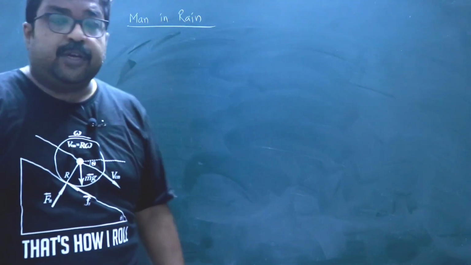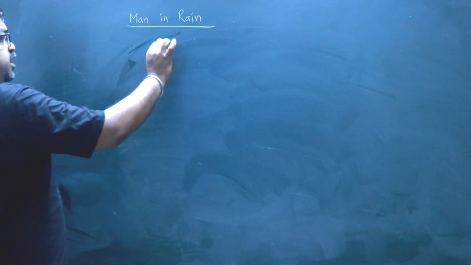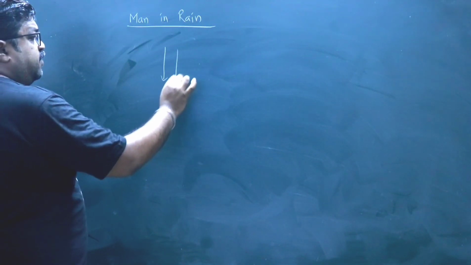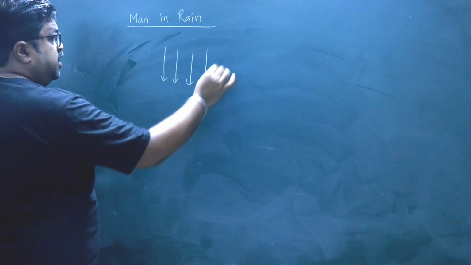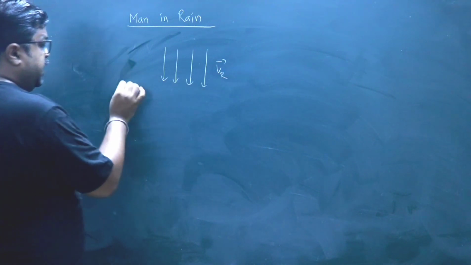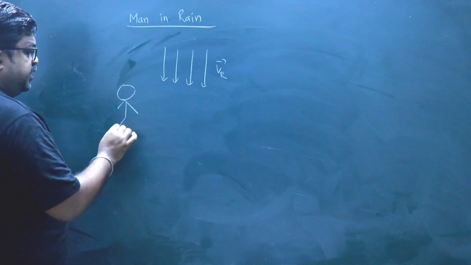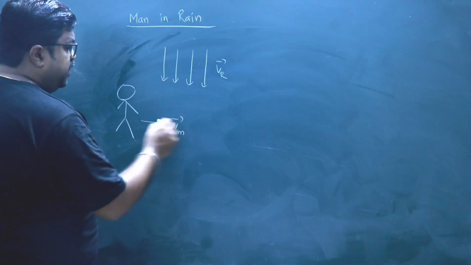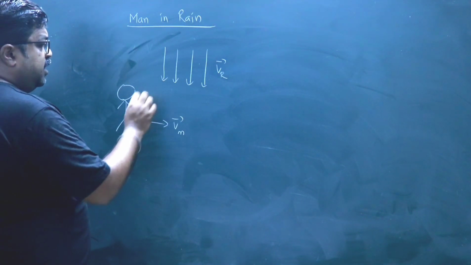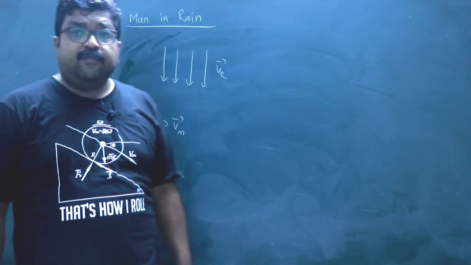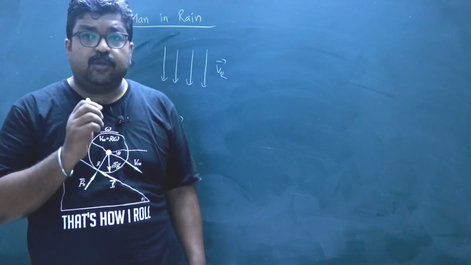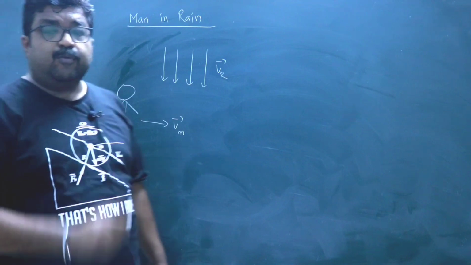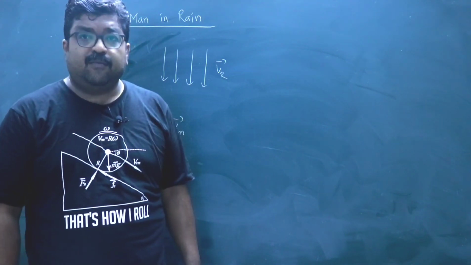Man in rain. Okay, now suppose rain is falling in a vertically downward direction. This is the velocity of rain, and a man is walking in this direction with velocity Vm, and he is having an umbrella, and we have to find at what angle he should hold the umbrella so that he is able to protect himself from getting wet.